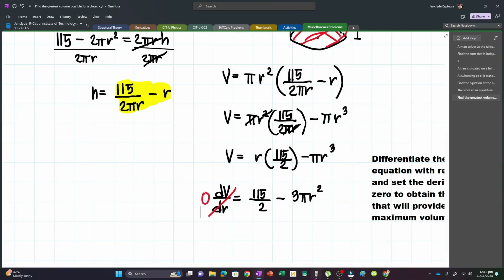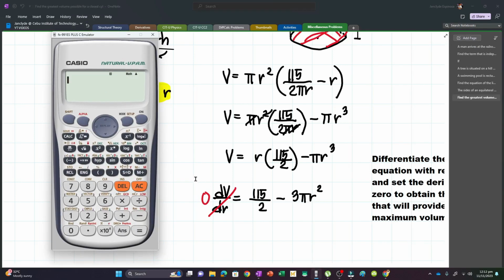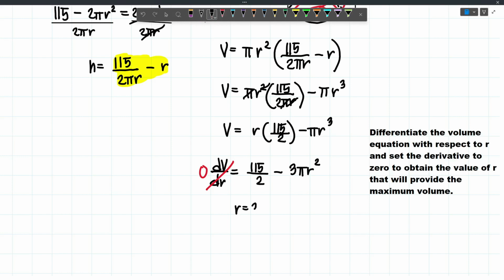And so let's just use our calculators. Let's type this equation. 0 equals 115 over 2 minus 3 pi. And then the x is our unknown. So let's press alpha and then x. And then that's squared. Now press shift solve in order to solve for the value of x. And so now, the value of the radius that will provide us with the maximum volume is 2.47. So our r will be 2.47.